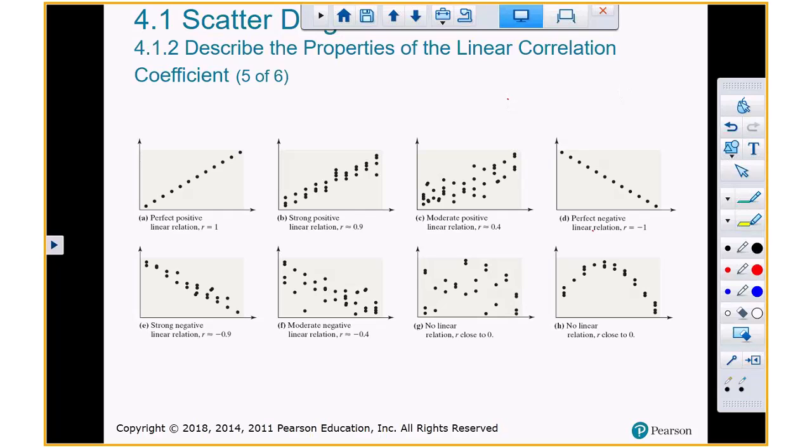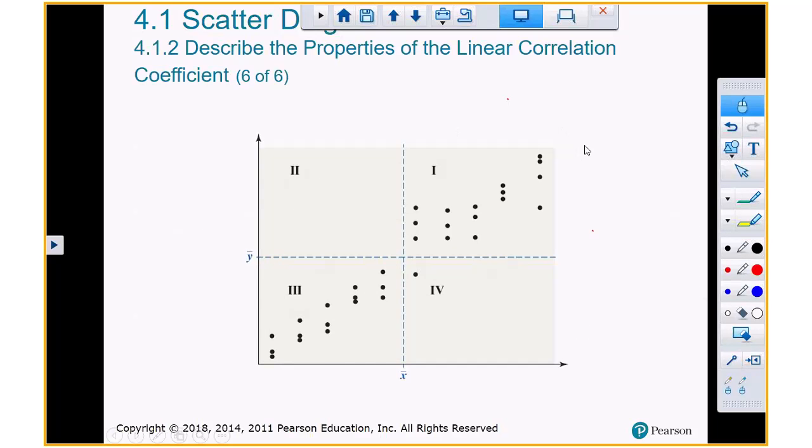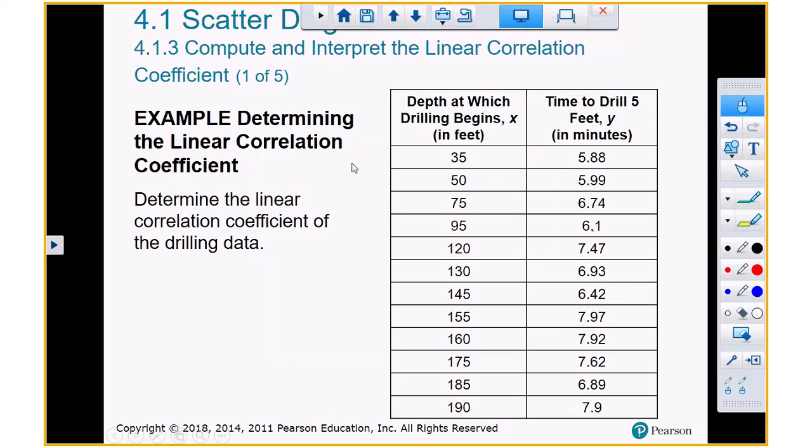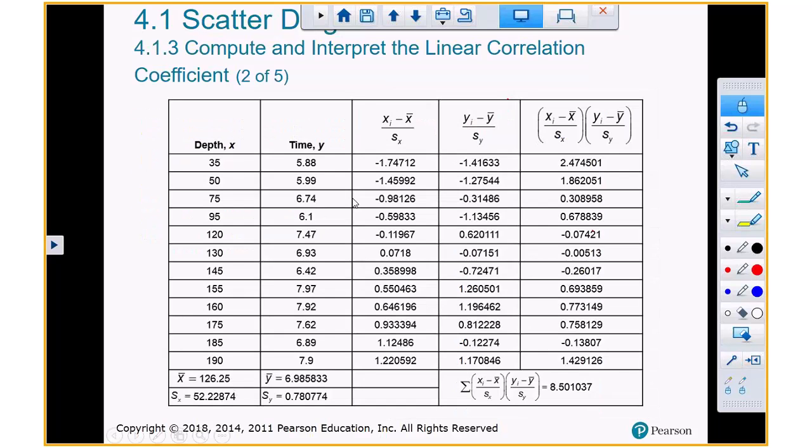So let's try another slide. Self-explanatory, that's a positive correlation. You read from left to right. Okay, there you go. Now, if you want to do all that, knock yourself out, but we're not doing that.